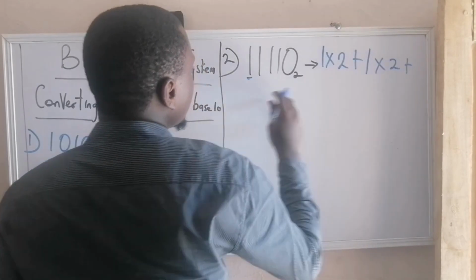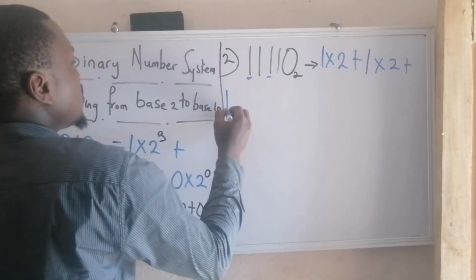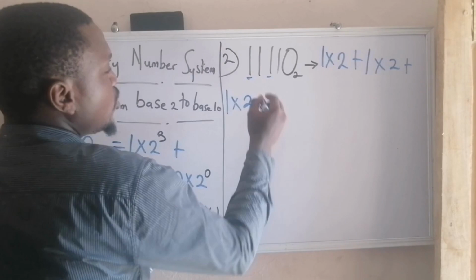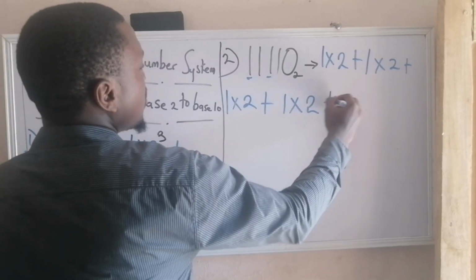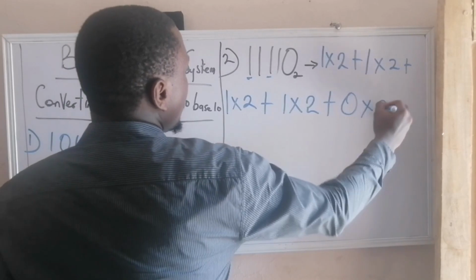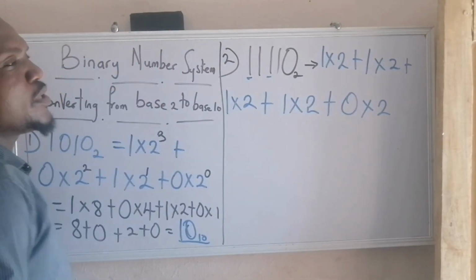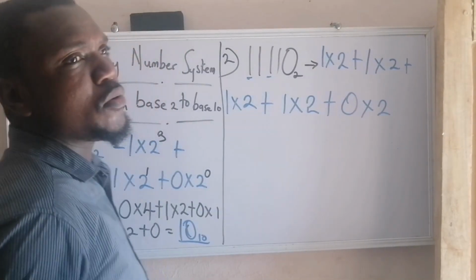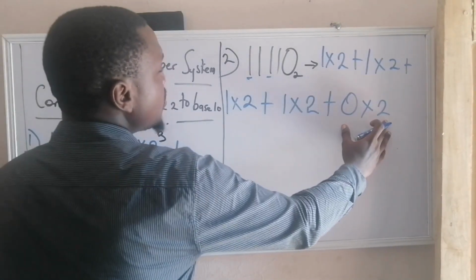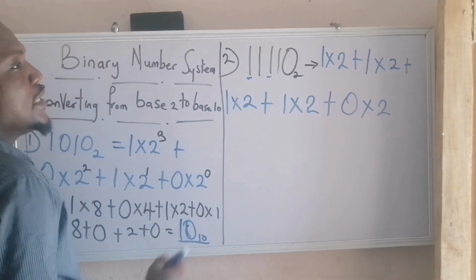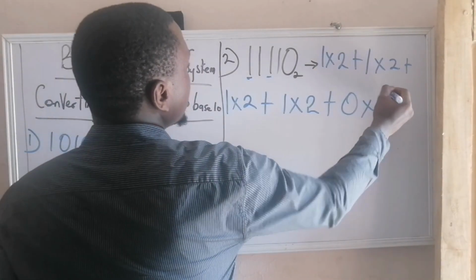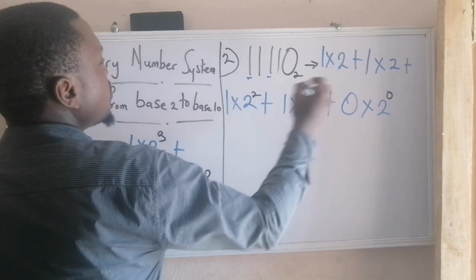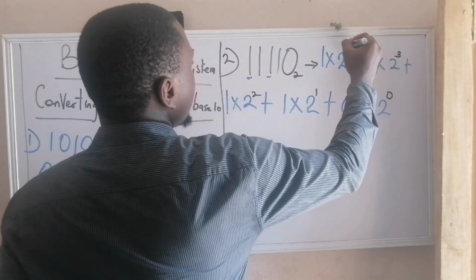Add your plus. Go to the next one. 1 times 2. Put your plus. You have your 1 times 2. Put your plus. 0 times 2. Once you have done that, you know that we are dealing with base 2 now. So you start from the last one, and you start numbering it as index or power level exponentially. Start with 0, 1, 2, 3, 4.